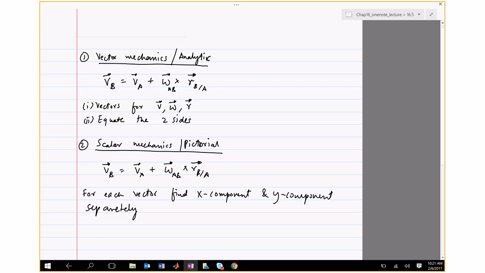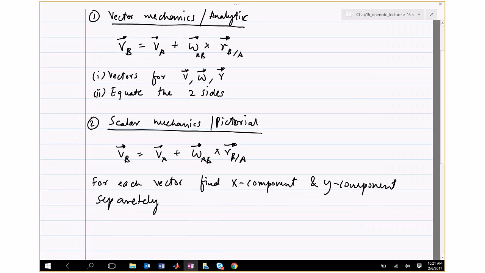Similarly, this way, what it does, it says find the velocity B in the x direction and equate it to the velocity you get from the right side by looking at all the x components. Similarly, look at the velocity on the left side in the y direction, and then look at the velocity in the y direction on the right side and equate the two. Okay, so I'll show you the first problem. I'll actually show you how to use both methods, and then you can choose which method you want to really use.